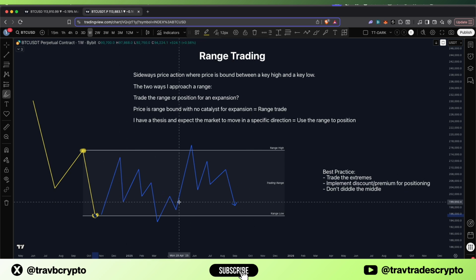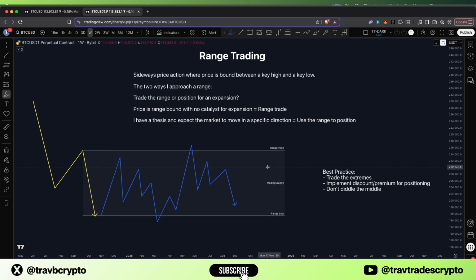Now, when I approach the range, I'm thinking about 2 things. My intent. I've got to think about my intent with why I'm approaching a range. Now, it's either going to be I'm looking for a range trade, where I'm only looking to trade the range, where I want to trade the extremes of the range and target the other side of the range, or I want to use the range to position for an expansion.